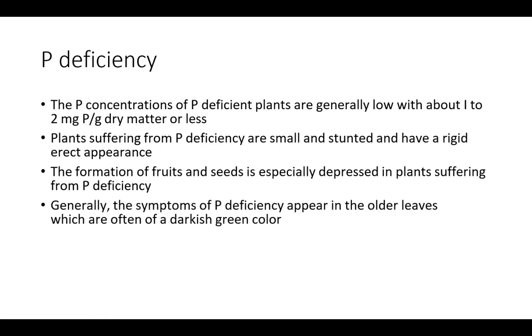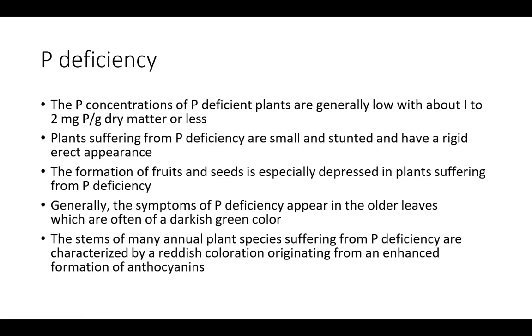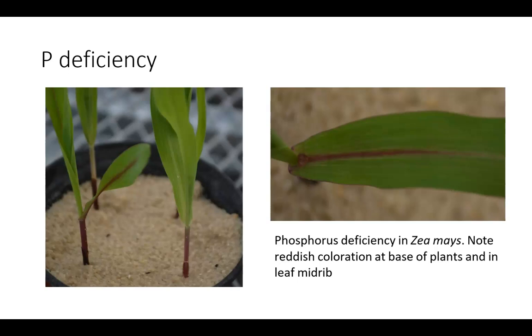Generally, the symptoms of phosphorus deficiency appear in older leaves, which are often darkish green in color. The stems of many annual plants suffering from phosphorus deficiency are characterized by a reddish coloration originating from an enhanced formation of anthocyanin. This looks at phosphorus deficiency on maize, Zea mays. Note the reddish coloration at the base of the plants and on the leaf midrib. This is a dead giveaway that you've got a phosphorus deficiency.